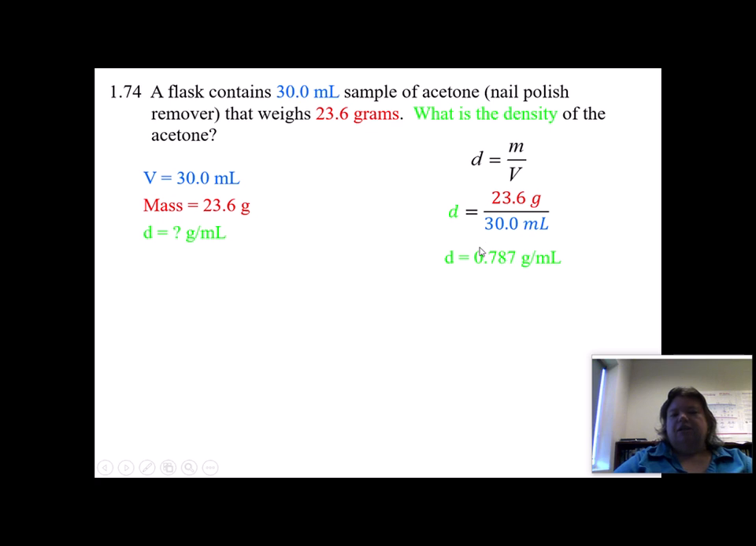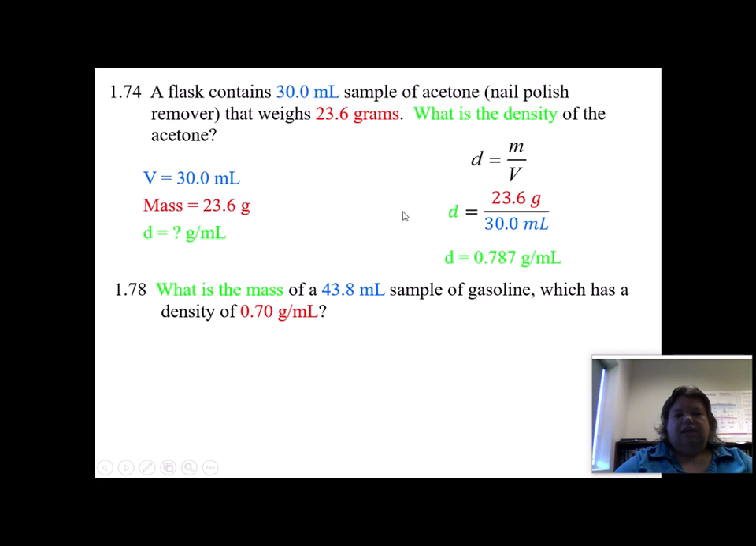Okay, so typically I don't count off for significant figures, but most of the time what I'm looking for in significant figures is 3 significant figures. So this one's not significant, so the 3 significant figures are those. Okay. Next problem, which is 1.78.